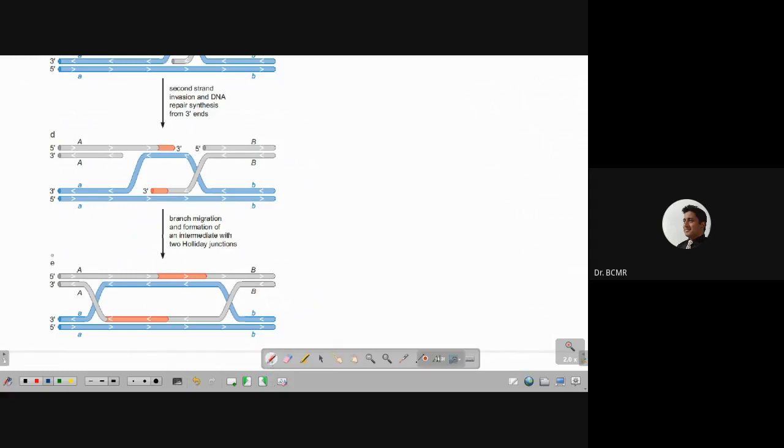So it could have been resolved in 1 and 1, it could be 2 and 2, it could be 1 and 2, and 2 and 1. So you have at least 4 different combinations of how these two Holliday junctions could be resolved.